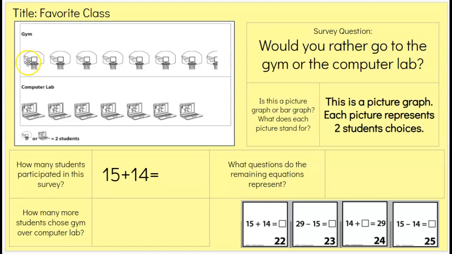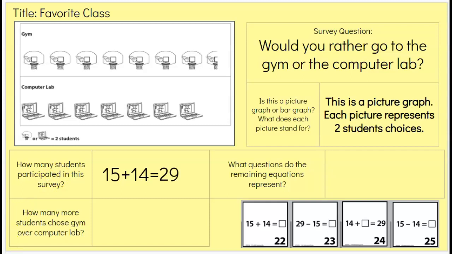If we count by twos, we can count with me, 2, 4, 6, 8, 10, 12, 14. This half is only 1, so now we jump to 15. 15 students like gym class or PE class. And counting by twos again, we have 2, 4, 6, 8, 10, 12, 14 students that like computer lab. Well, we would add those together to get 29.